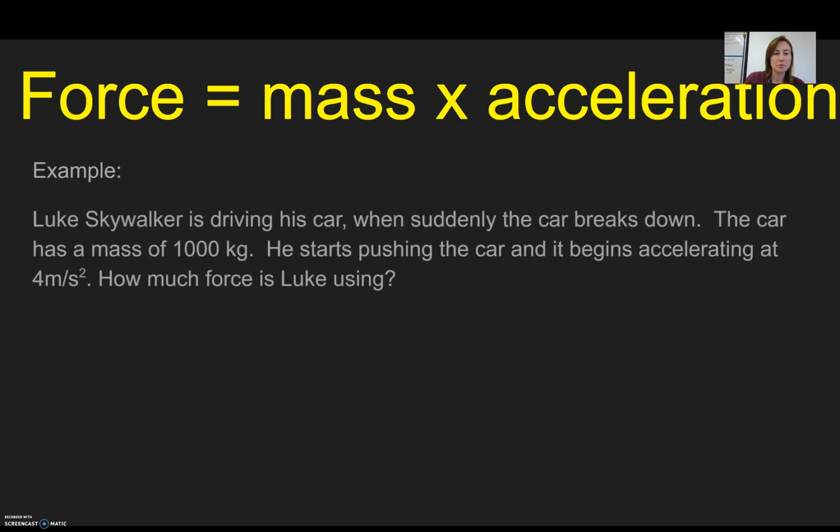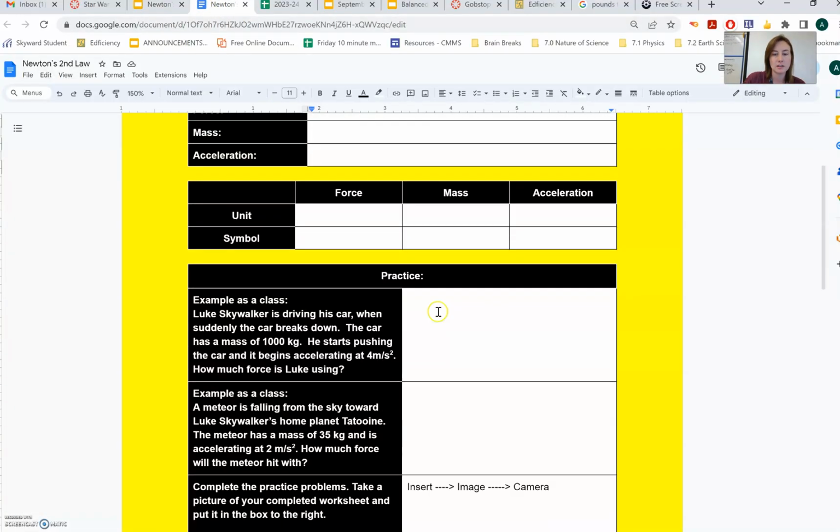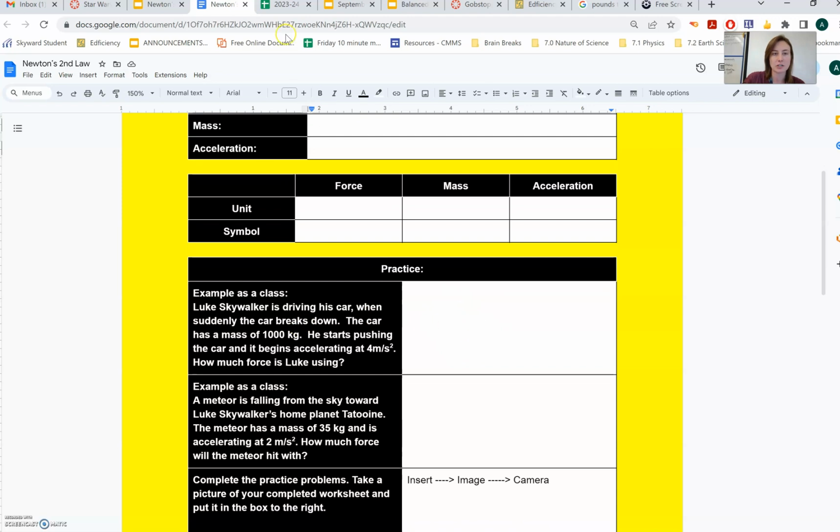Now let's do an example. This is an example that you also have in your assignment. It is right here in the practice section.